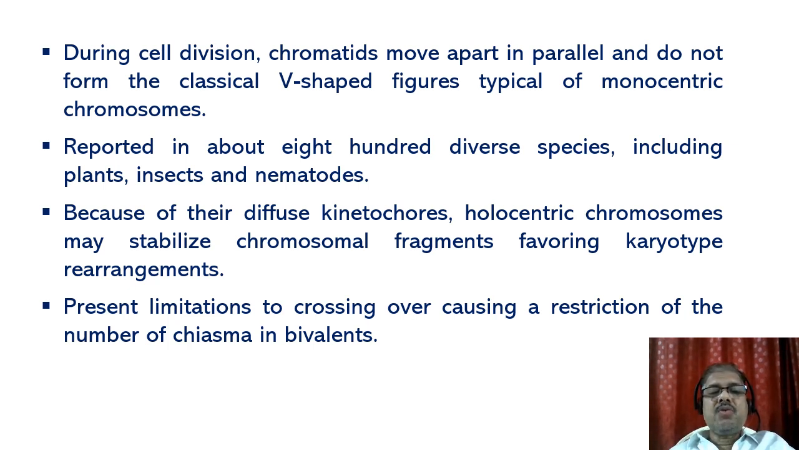Because of their diffused kinetochore, holocentric chromosomes may stabilize chromosomal fragments, favoring karyotype rearrangements. However, holocentric chromosomes may also present limitations to crossing over, causing restrictions of the number of chiasmata in bivalents, and may cause a restructuring of meiotic divisions, resulting in inverted meiosis.